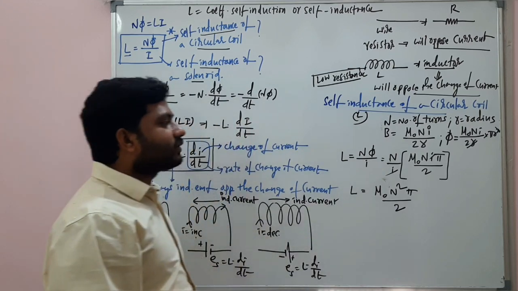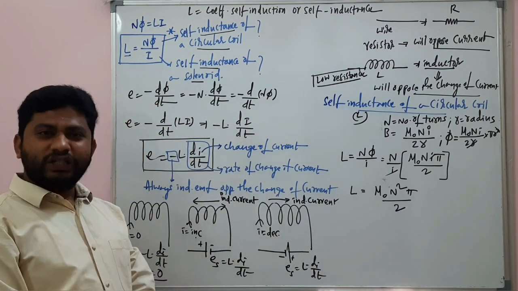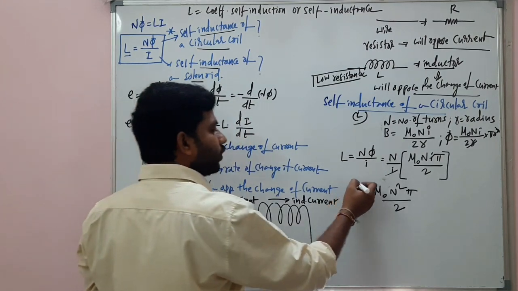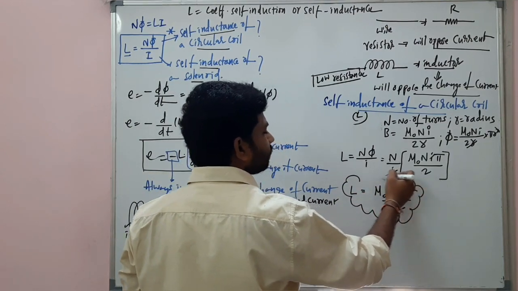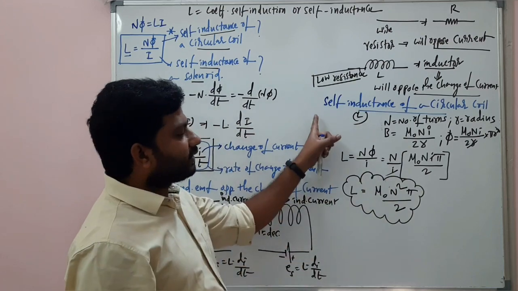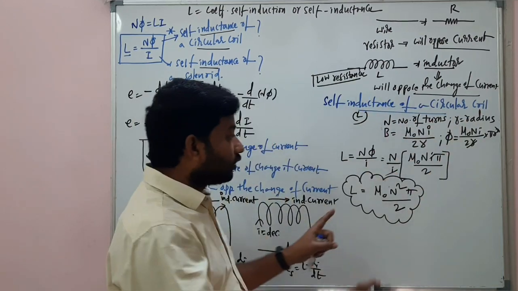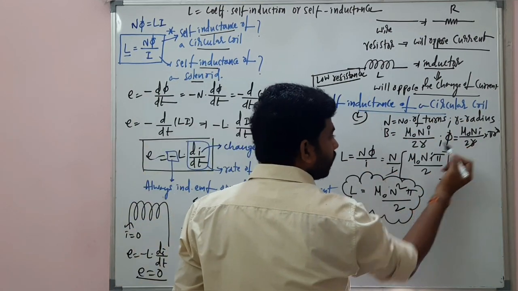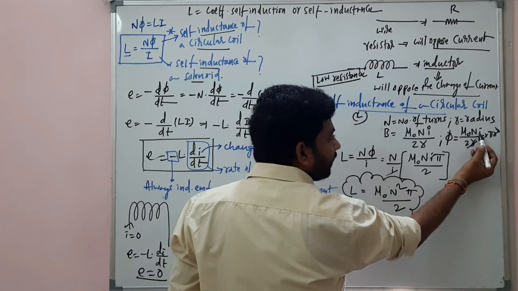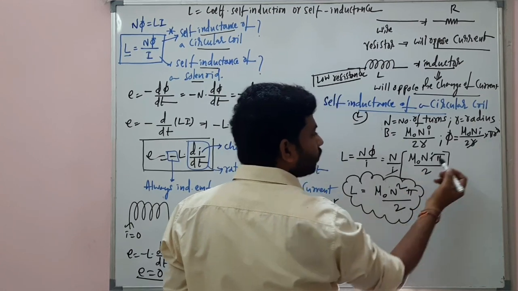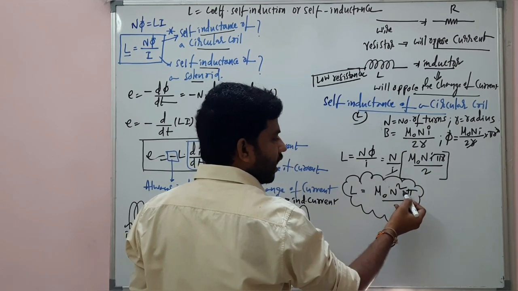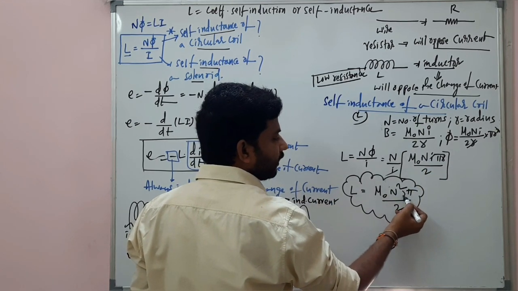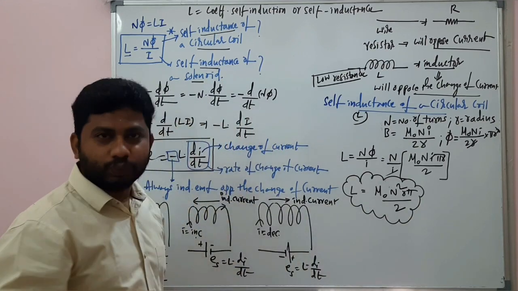Mu naught N square pi R divided by 2. Alright, so this is the self-inductance of a circular coil, and R is also there. See, mu naught N i pi R by 2. So this is mu naught N square R pi by 2.